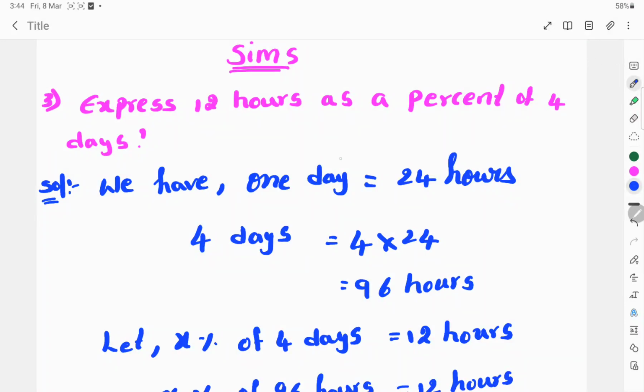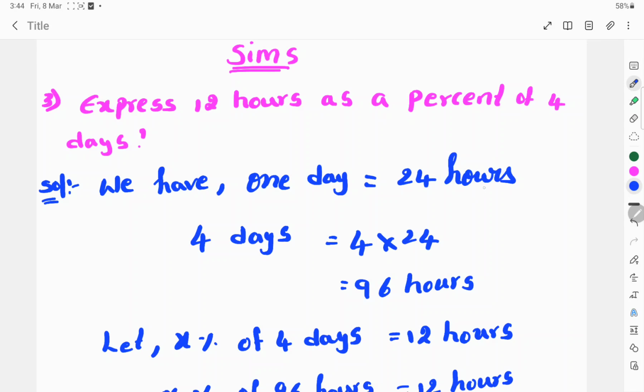Express 12 hours as a percent of 4 days. Let's see the solution. We have 1 day is equal to how many hours?